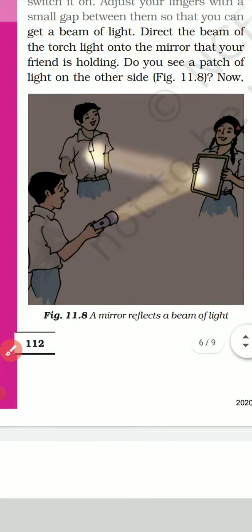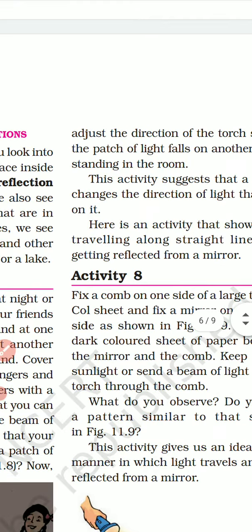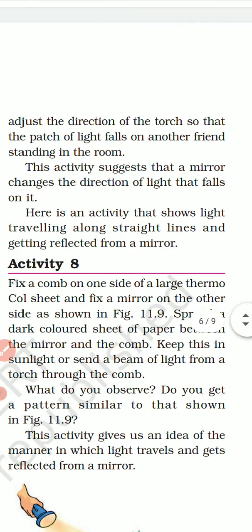Now adjust the direction of the torch so that the patch of the light falls on another friend standing in the room. You are very good at directing the lights, no? Because in school, when the sunlight falls on your watch, you do direct it on the faces of the others, isn't it? So this is called reflection. So this activity suggests that the mirror changes the direction of the light that falls on it. Here is an activity that shows light traveling along straight lines and getting reflected from a mirror.